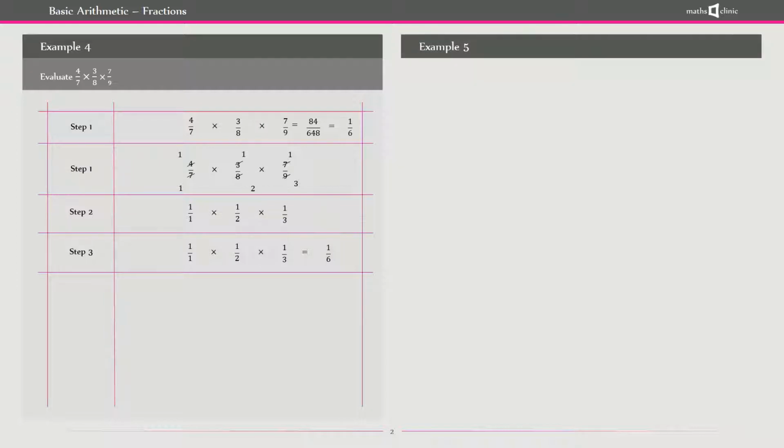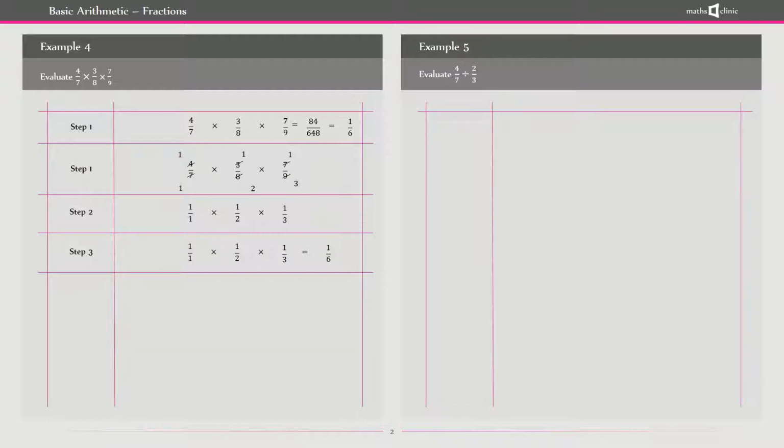Okay, let's move on to the next example. In example 5, we're going to learn how to divide fractions. It says evaluate 4 over 7 divided by 2 over 3. There really isn't much to dividing fractions. Dividing fractions is actually very similar to multiplying fractions. There's just one small thing we have to do, and that's just step 1.